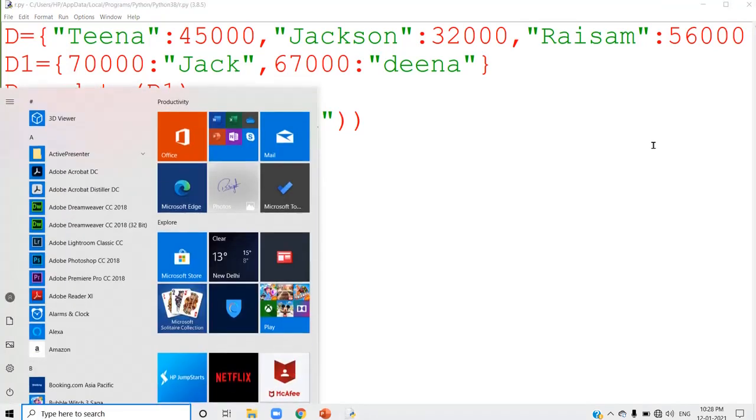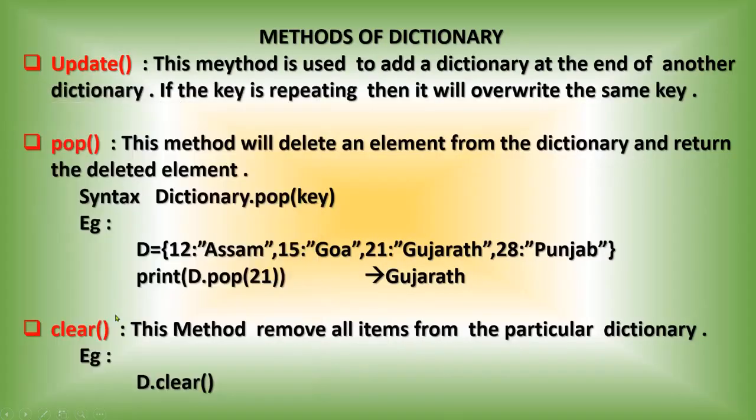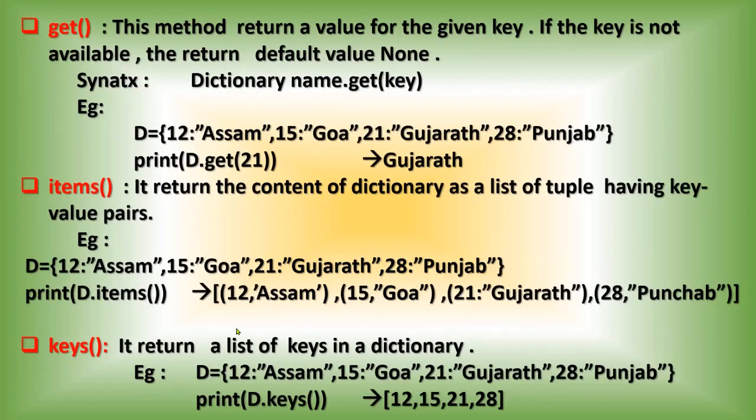Now we can see the next method in the dictionary, which is clear. Clear is used to clear the entire content of the dictionary. The same method we studied in lists also. And the next one is get. Get is another method used to extract the value of a given key. You can see the example written over there. D is a dictionary and I just wrote D dot get of 21. 21 is the key, and its corresponding value, Gujarat, will be displayed.